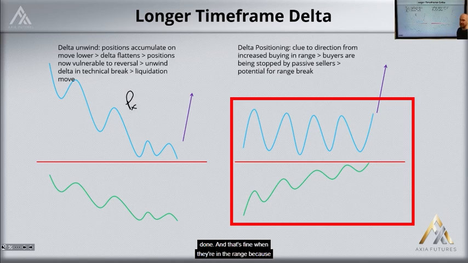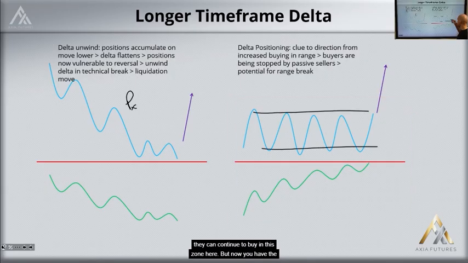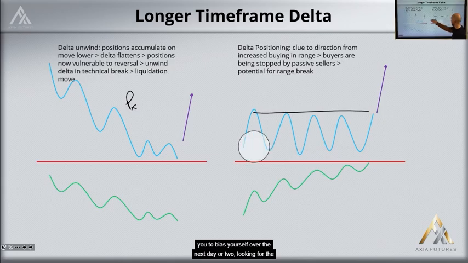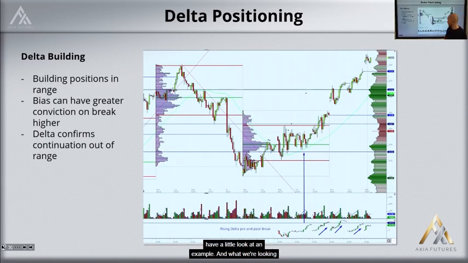These buyers may well not be done. And that's fine when they're in the range because they can continue to buy in this zone here. But now you have the possibility that they're going to become more active, and you get continuation of this as you get this drive towards the upside. So it gives you a preemptive clue over a longer time period rather than just the execution time frame. It allows you to bias yourself over the next day or two, looking for the continuation of movement from that perspective. Okay, let's have a little look at an example.